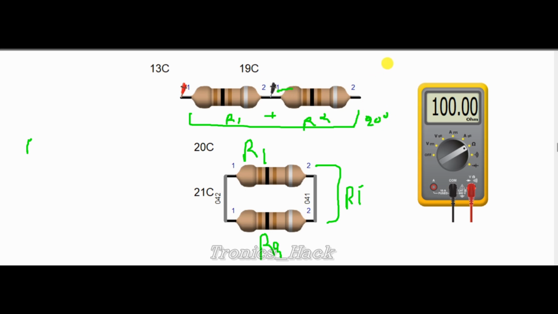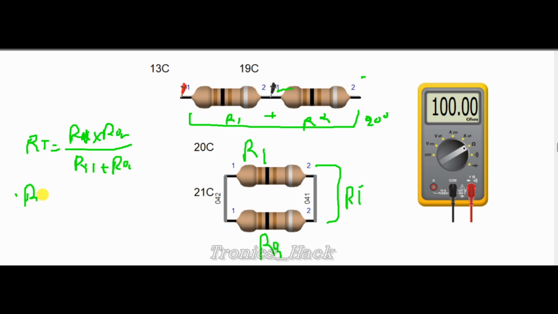The proof is that one gives us 200. Yes, and this one I will call RT. The law says that RT equals R1 times R2 divided by R1 plus R2.